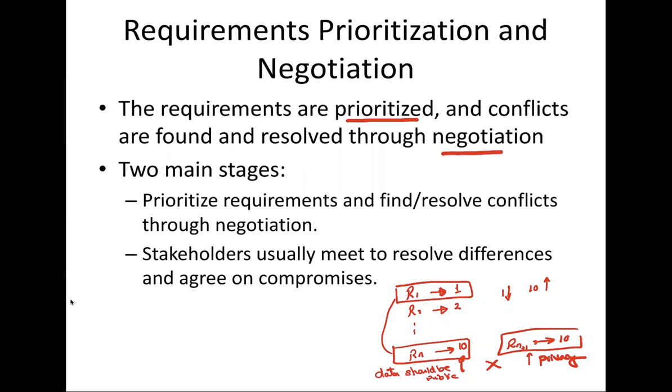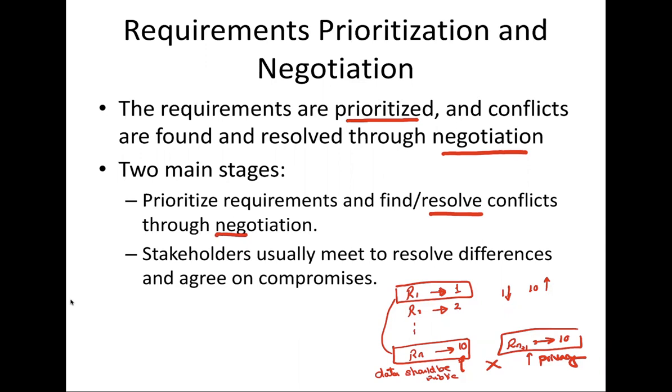Mainly would be through negotiation, where you will sit with the stakeholders and try to come up with a strategy of handling such conflict. I will talk about this in more detail when it comes to requirements, conflicts, and solving. Requirement prioritization and negotiation is a process in which we perform two main stages. The first stage is to assign priority to each requirement, and of course, find and resolve conflicts through negotiation.